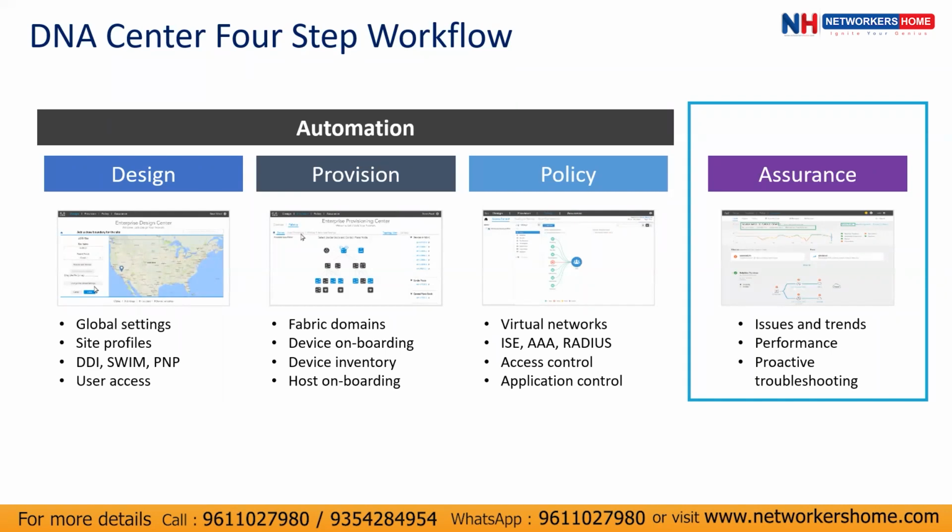One is your NCP, which is your Network Control Platform. The second one is NDP, which is your Network Data Platform. NDP will manage your assurance related information because it is directly related to data, all the logs, and all the event triggers from the network devices to the DNS Center. And NCP, the Network Control Platform, falls under automation. So under automation, we have these 3 main tabs: design, provision, and policy.